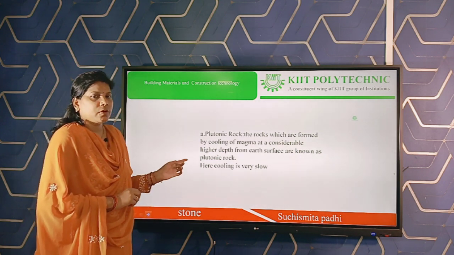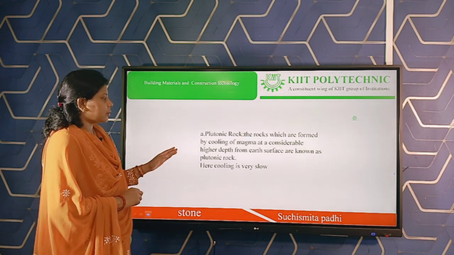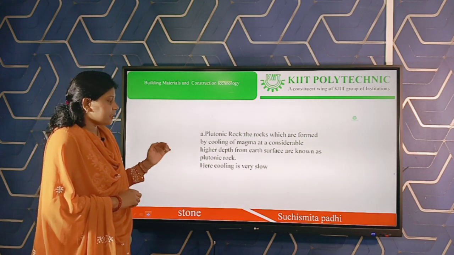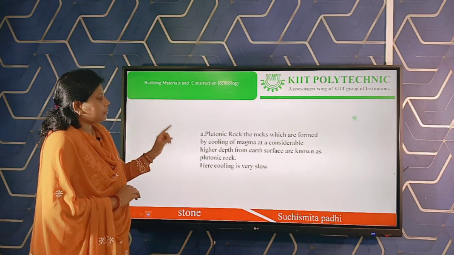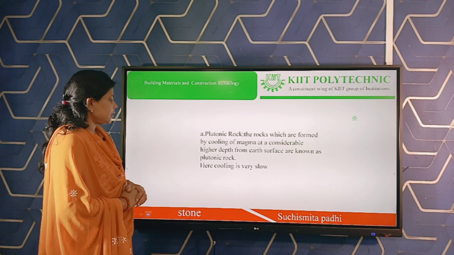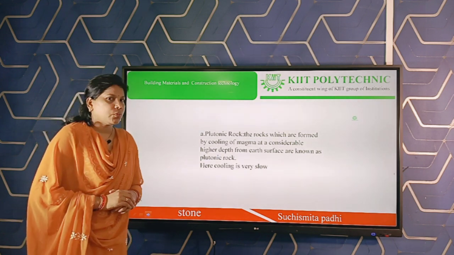It is also formed due to the cooling of magma, but it is cooled at a considerable higher depth from the earth's surface, and it is named plutonic rock. And the cooling process is very slow.